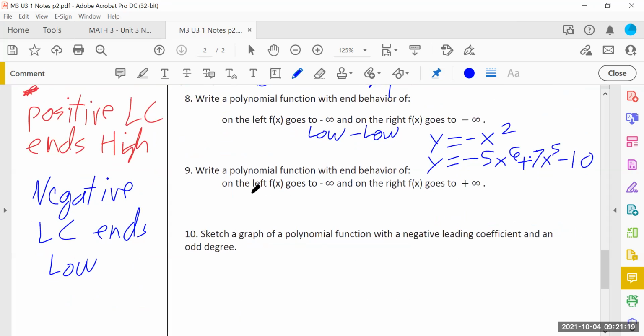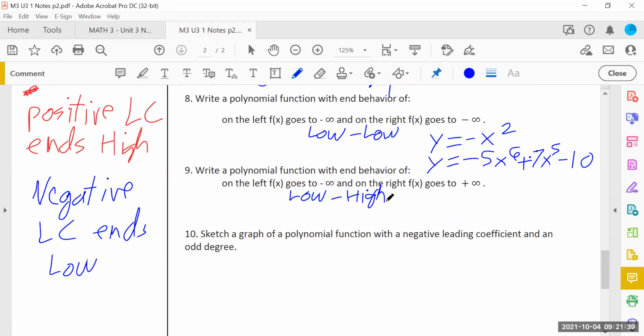So the next one, left goes to negative infinity. Are we starting low or high? Right? Negative infinity is low. So we're starting low. Right goes to positive infinity. Are we ending high or low? Ending high. Let's actually write it out specifically here.